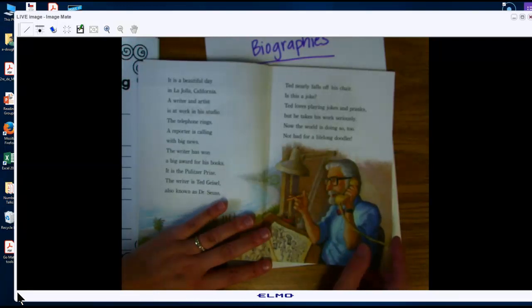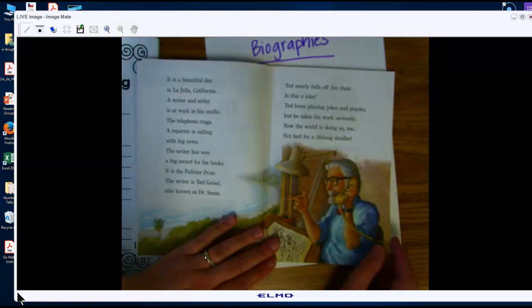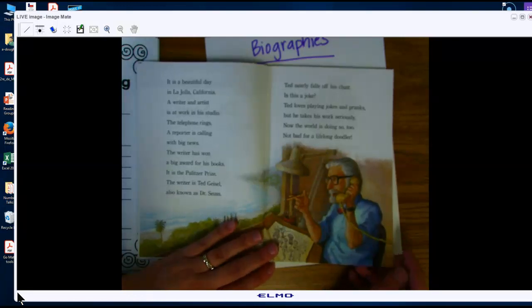The writer is Ted Giesel, also known as Dr. Seuss. His real name is Ted Giesel. Ted nearly falls off his chair. Is this a joke? Ted loves playing jokes and pranks, but he takes his work seriously. Now the world is doing so too. Not bad for a lifelong doodler.